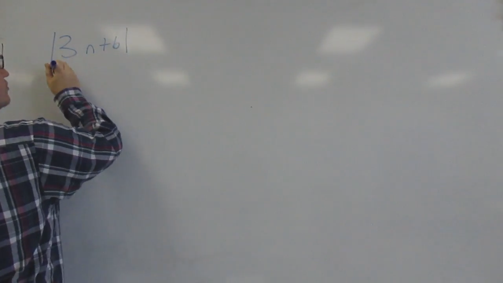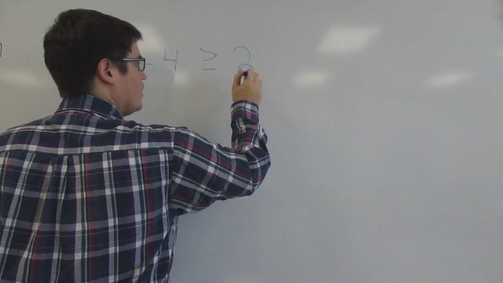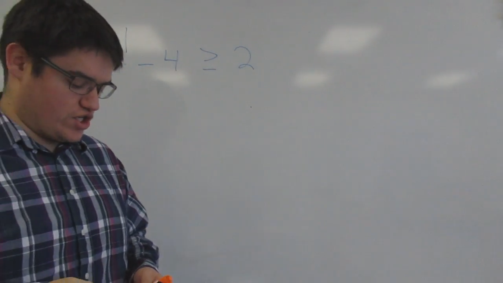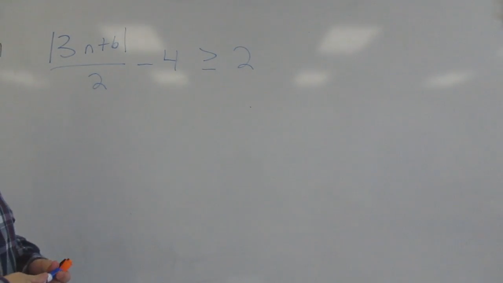So it's a little bit more complex, so we'll see how we do. Now we have the absolute value of 3n plus 6 over 2, minus 4. As with all the videos, I would suggest you pause it for a second and try to do this one yourself, and then come back.